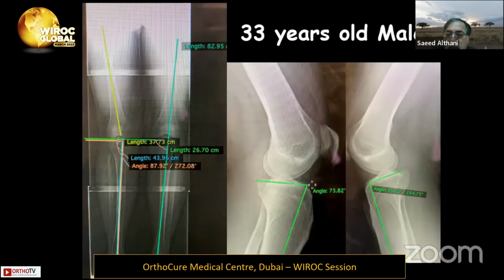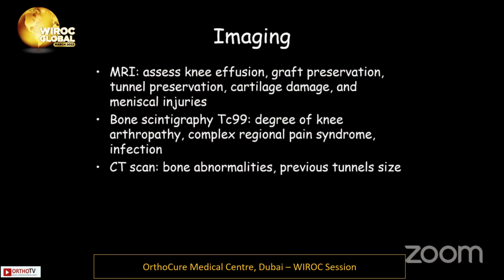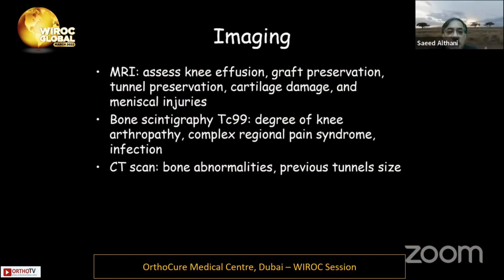So you need a biplanar closed wedge osteotomy, and in this case it can be done at the same time as the ACL, or it can be staged at a different time. So alignment is very important, as you see, and most surgeons just jump to the MRI directly without going through the other assessment tools. MRI, yes, we need to assess fusion, graft preservation, tunnel preservation, if there is any cartilage damage, if there is meniscal injury.